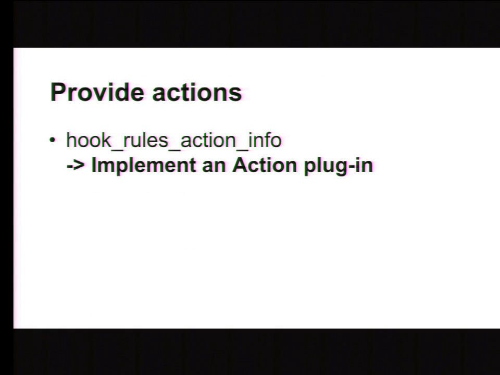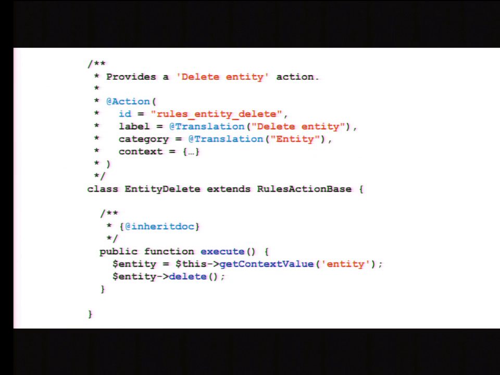So how do we provide actions? The mirror of the conditions API is the actions API, and that had the hook action info in Drupal 7. Same principle, you specify an array with all the actions that you want to define, and actions look basically the same in Drupal 8. It's one plugin class. You put it under the plugin/rules action folder in your contributed module directory.